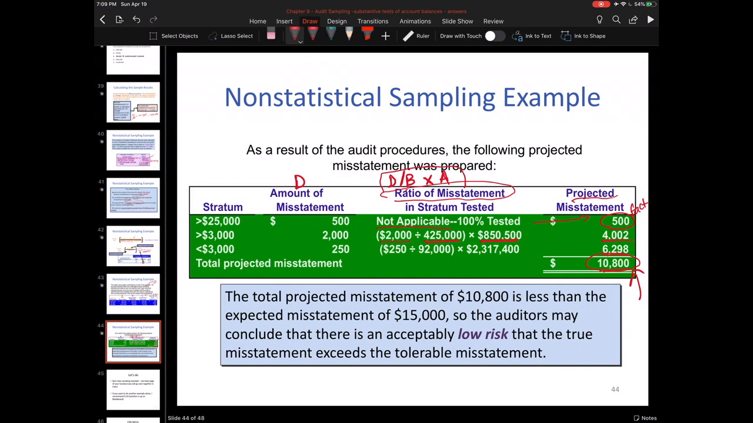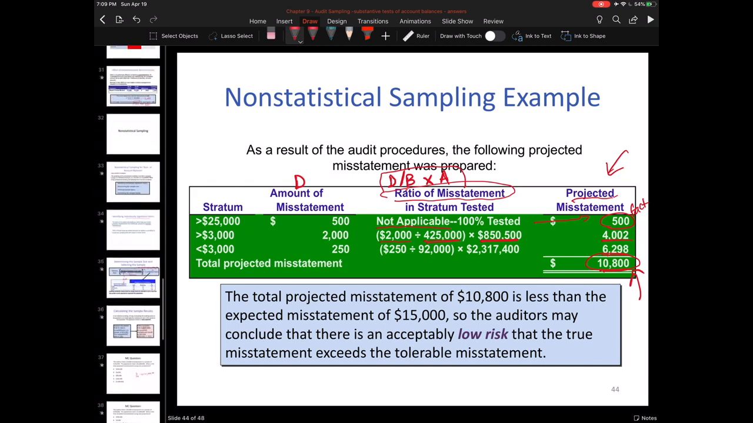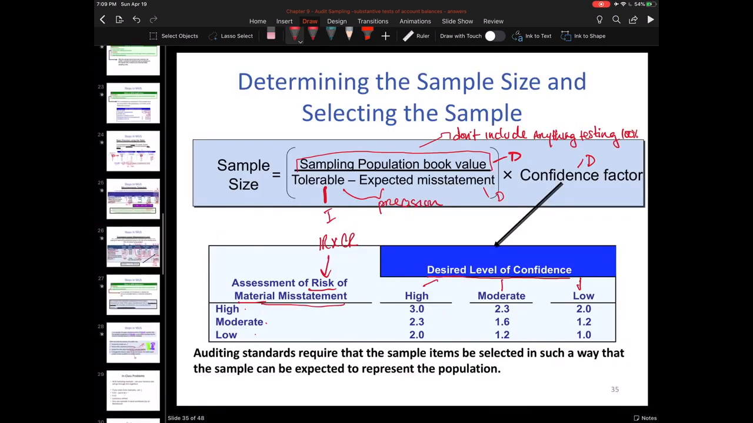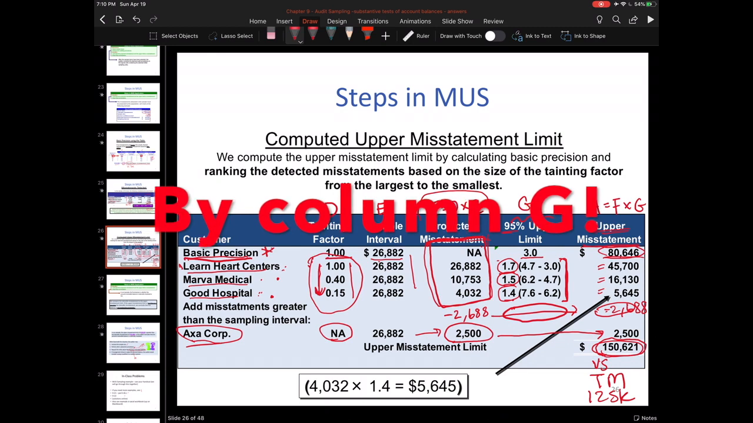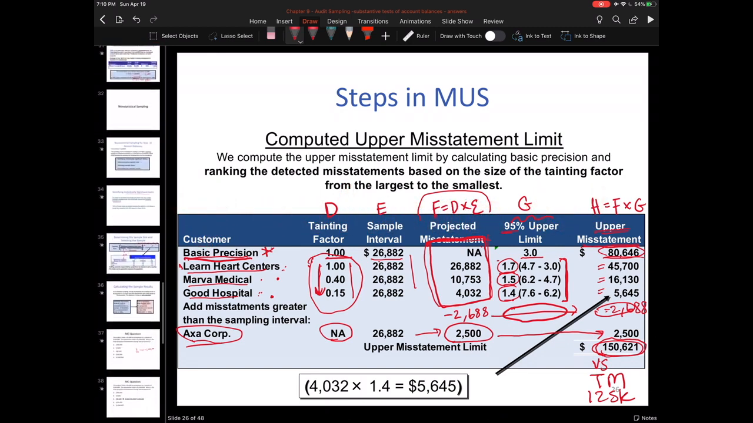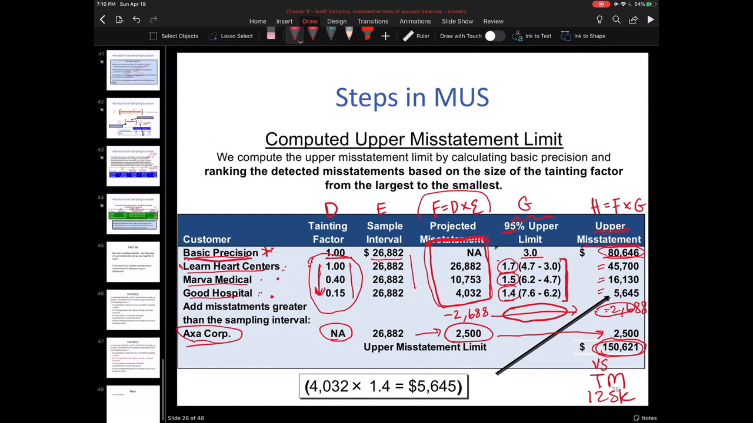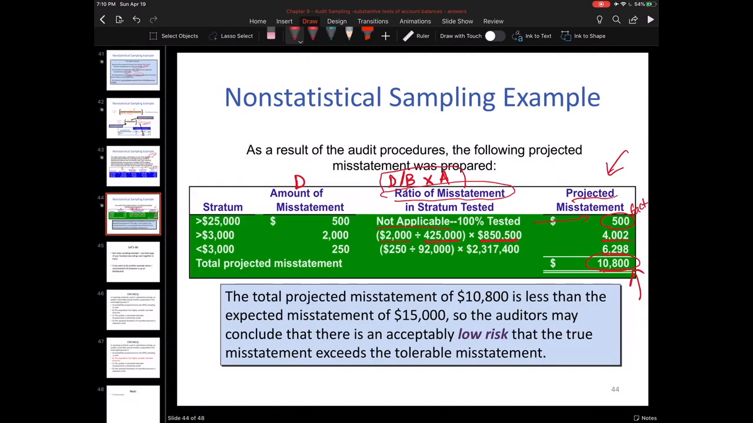And I don't think it does, because in no part of this calculation did I do anything that added in an allowance for sampling risk, right? In my other calculation, for MUS, I did all kinds of things that built in an allowance for sampling risk, right? I had this basic precision line here. I was multiplying by this column here. The purpose of all those things was to build in an allowance for sampling risk. But I didn't do anything like that in my non-statistical sample.